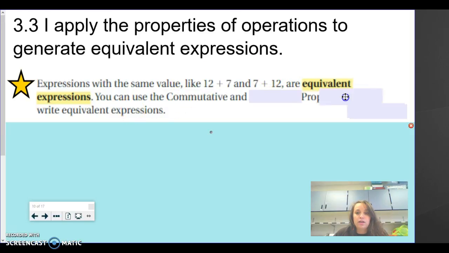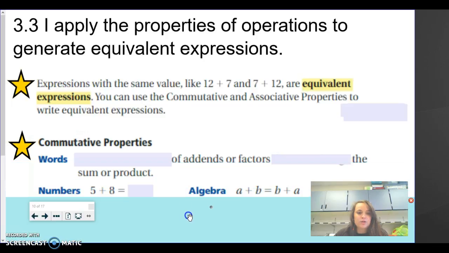You can use the commutative and associative properties to write equivalent expressions. So please add those into your notes. Add that vocabulary in there if you're using a note guide, or add these two sentences into your notebook.